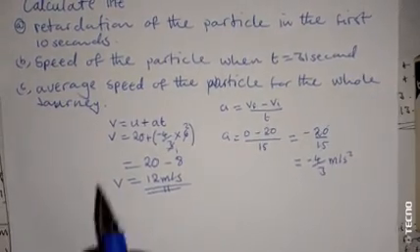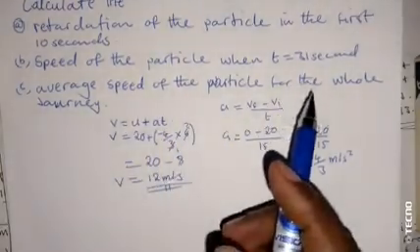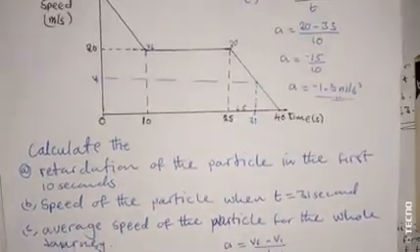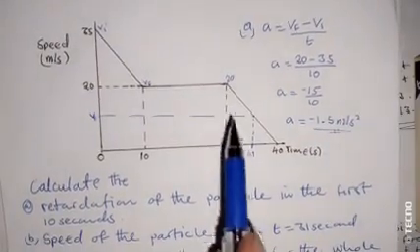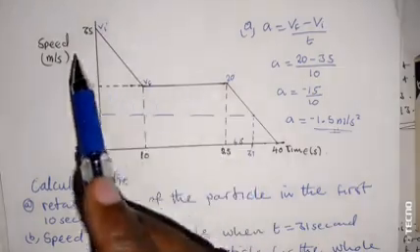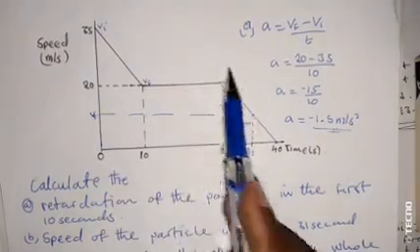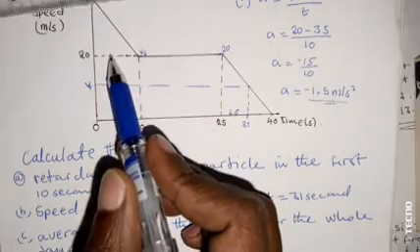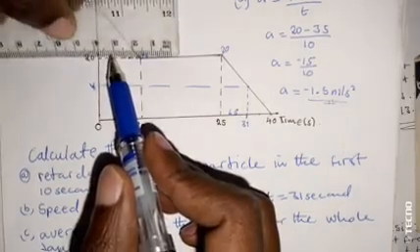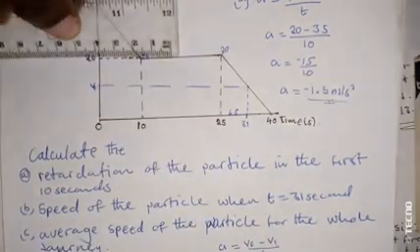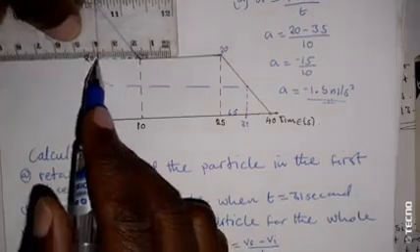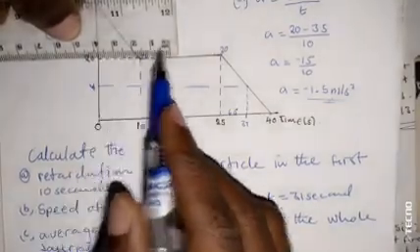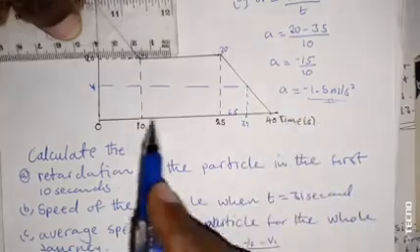Average speed, the average speed of the particle for the whole journey. So here they want the average speed. Remember, for us to find the average speed here, first thing we need to find the distance of this diagram. Don't be limited in the way that you can answer. First thing, we can cover this part here. When we cover this part, we are going to have something like this, which is a trapezium.